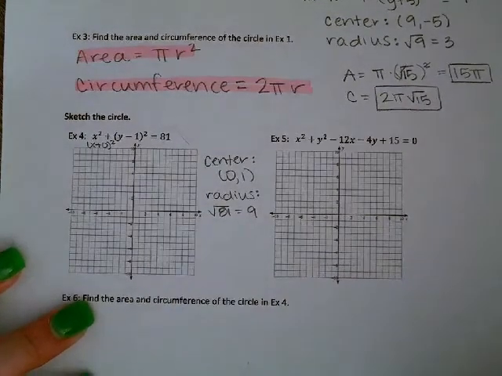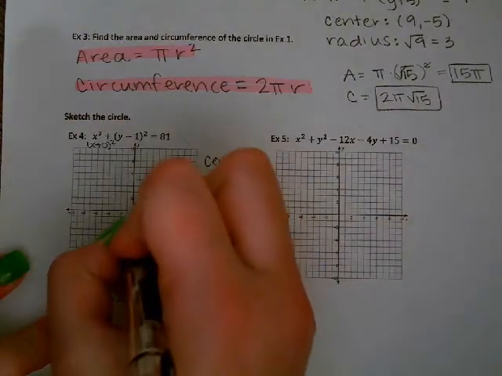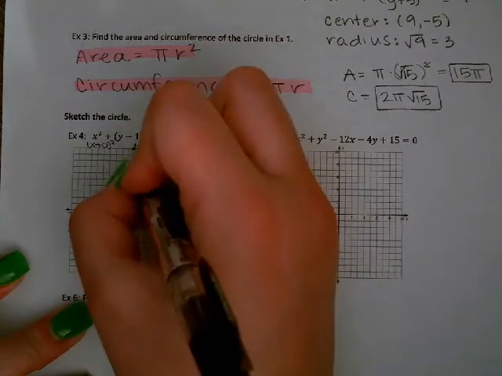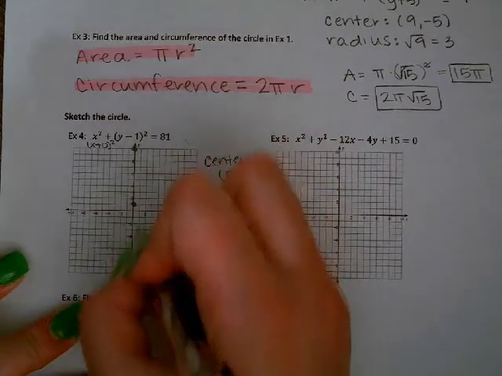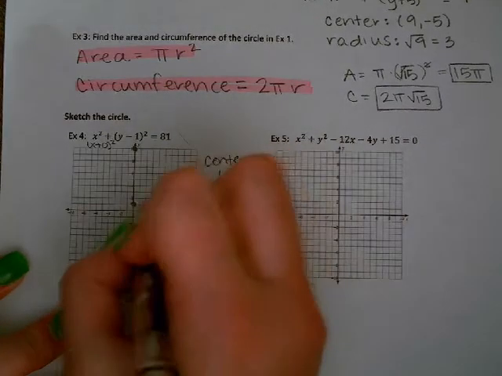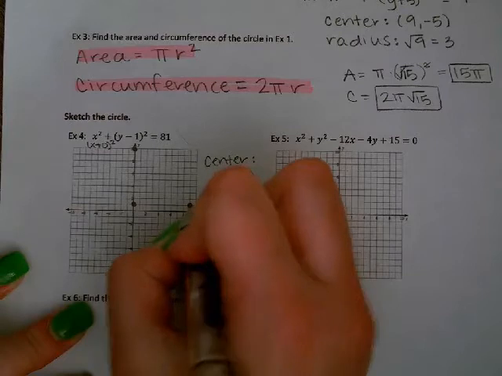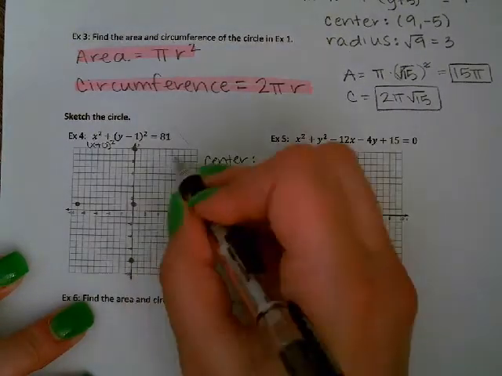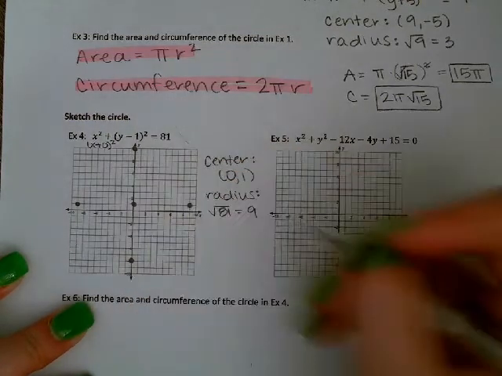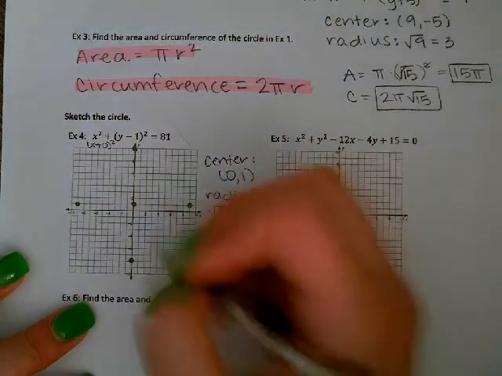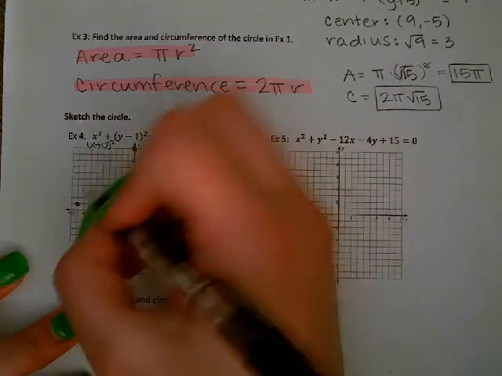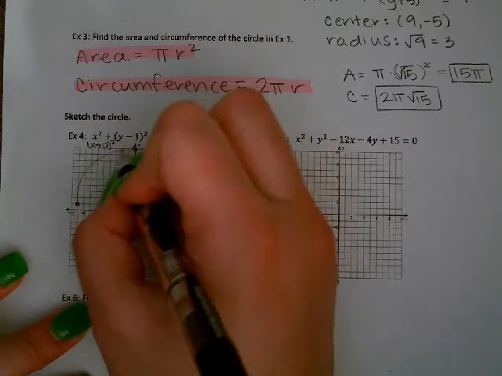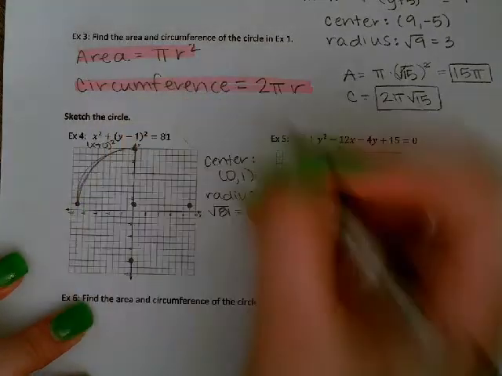So to graph this, we're going to go 0, 1. And then we're going to go up 9 and down 9 and to the right 9 and to the left 9. Now, if we could go diagonally, we would do that too, but we can't really count diagonal boxes. We can only count up and down and left and right. And then from here, you're just going to do your best to connect that and make it look circular.